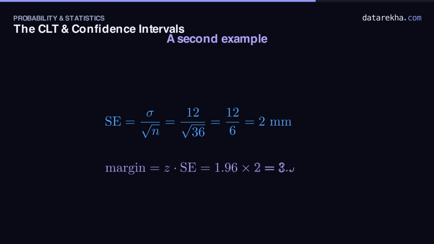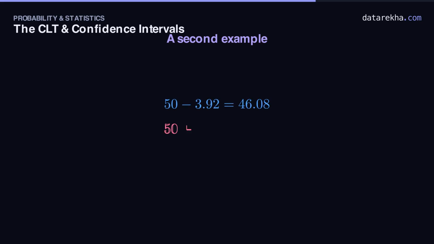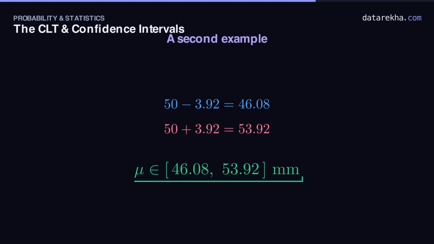Step 2. The margin of error. 95% confidence means z is 1.96. Multiply by the standard error of 2, and the margin is 3.92 millimeters. Step 3. The interval itself. The sample mean, 50, plus or minus the margin. 50 minus 3.92 is 46.08. 50 plus 3.92 is 53.92. So our 95% confidence interval for the true mean rod length runs from 46.08 to 53.92 millimeters, roughly two standard errors on either side of the sample mean.